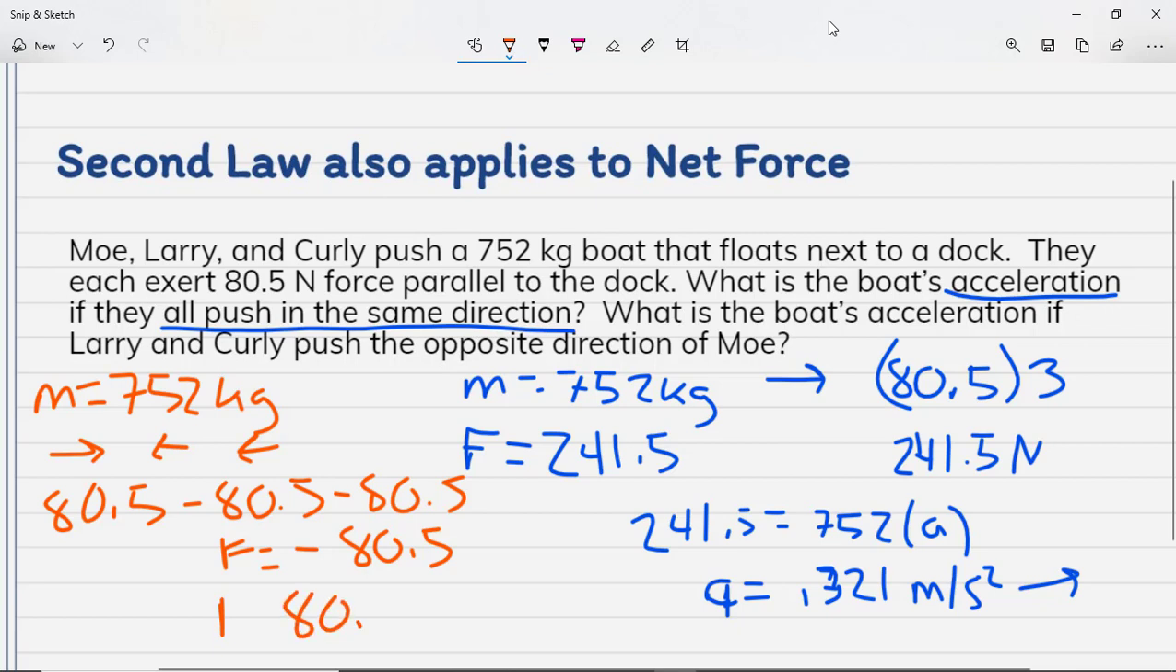So negative 80.5 equals our mass times our acceleration. We plug those numbers in and we get our acceleration to be negative 1.07 meters per second squared. And again, because that value is negative, the acceleration is actually going to the left, which makes sense because you have a net force greater going to the left than you do to the right. Okay? So again, just keep in mind that forces, we can utilize those as vectors in order to be able to solve for problems in terms of mass and acceleration and force.